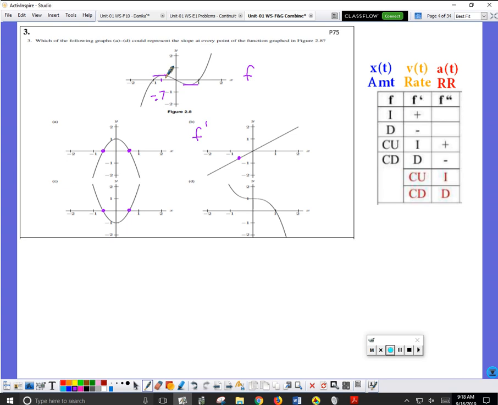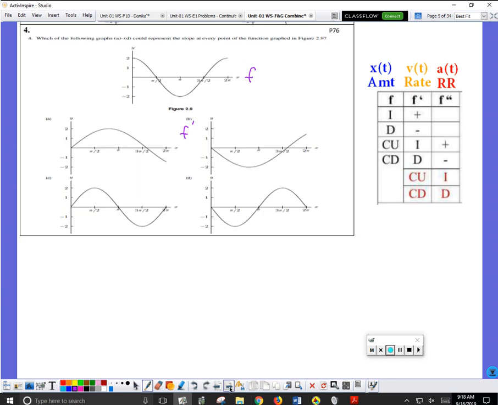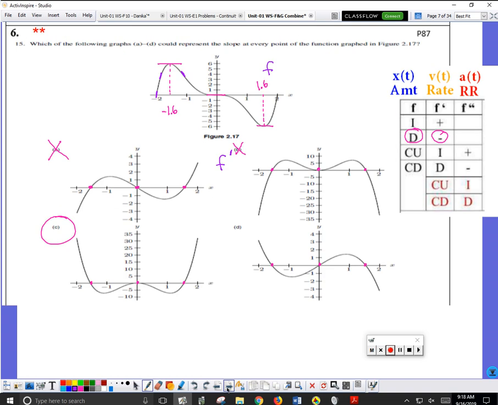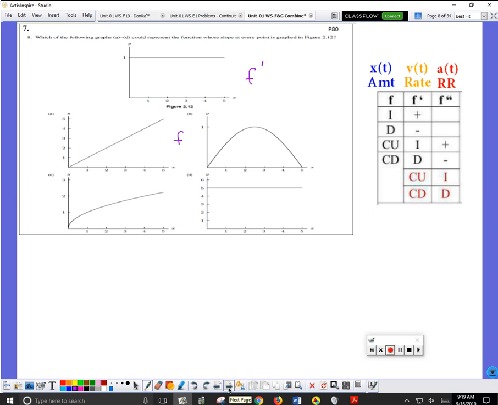So number 4, same thing. Number 5, same thing. 6 is different. No, 6 is the same. Sorry, 7 is different. So please make note that on 7, 8, 9, and 10, they have reversed the question on you. Now they're giving you a graph of f prime, and you are supposed to identify which of the following graphs is f.